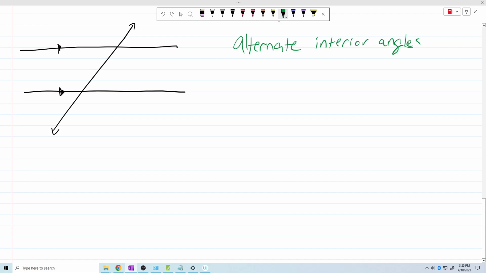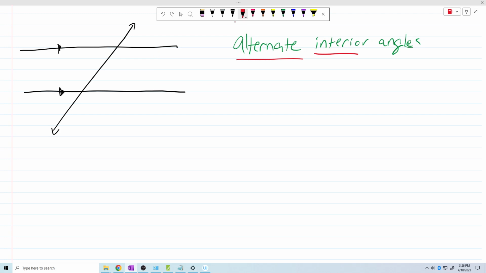Okay, alternate interior angles, right? So keywords to note: alternate and interior. Interior meaning the angles between these two parallel lines. They're inside of these parallel lines. So it could be this one, it could be this one, it could be this one, it could be this one. Those are all the angles we're talking about. There's no other angles to talk about. Those are the only angles that appear in between those two parallel lines. So that's the first thing to understand here.